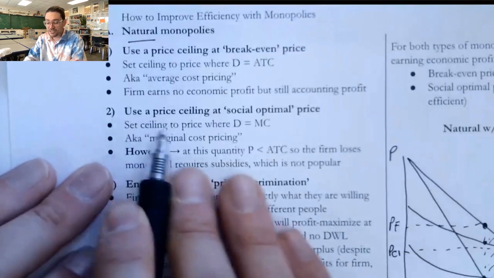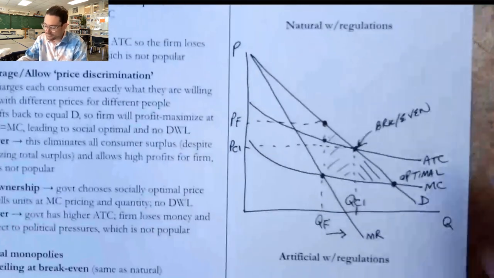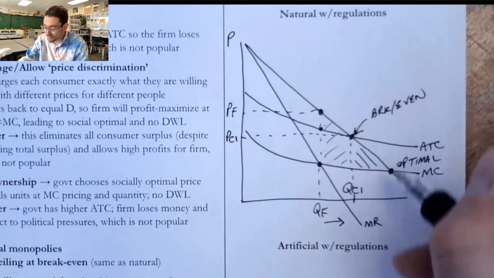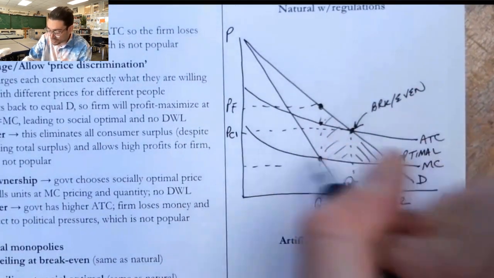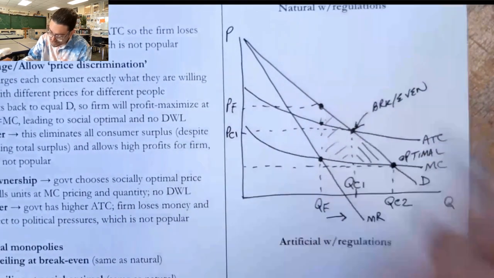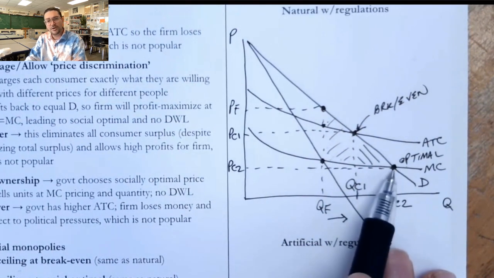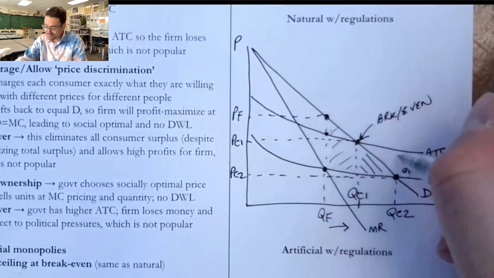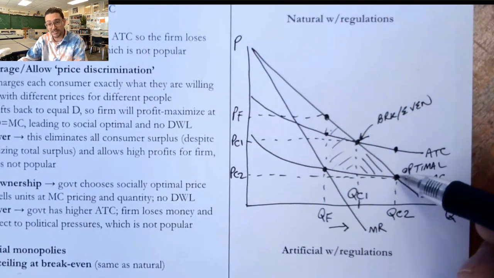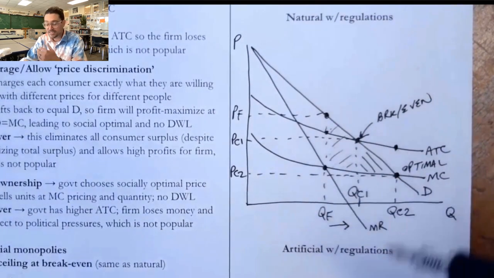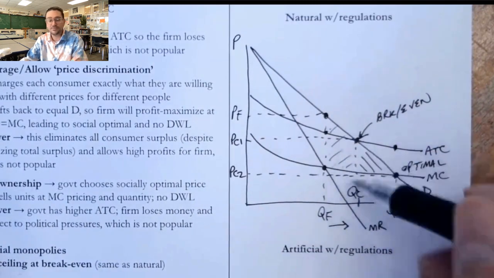The second choice that we have is to use a price ceiling at the socially optimal price. This is sometimes called marginal cost pricing. And we see here this optimal level where price equals marginal cost, we're going to put QC2. That's our second price ceiling option. And so if we set a price ceiling at PC2 at the optimal level, then this firm is going to be losing money. Notice that the ATC is above that price PC2. In this case, if we were to force this monopolist to produce at PC2, that will eliminate all of the deadweight loss. All the deadweight loss goes away.